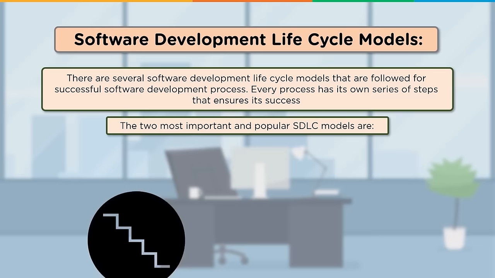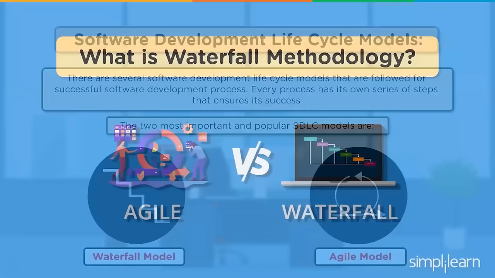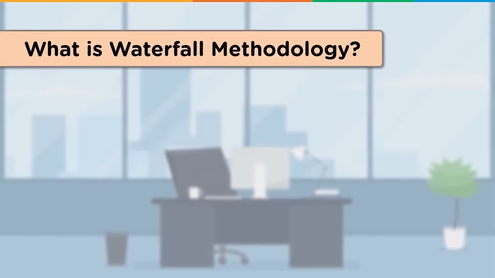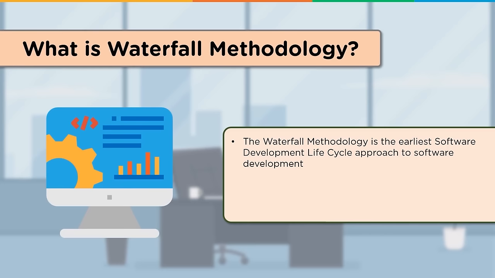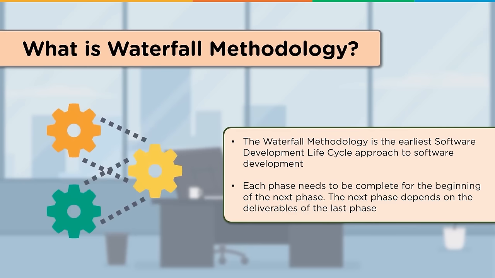So let's begin with what is waterfall methodology. The waterfall model or the waterfall methodology was the first process model to be introduced. It is a linear sequential lifecycle model that is easy to understand and operate. In the waterfall model, each phase must be completed before the next phase begins. The next phase entirely depends on the output or deliverables of the previous phase.